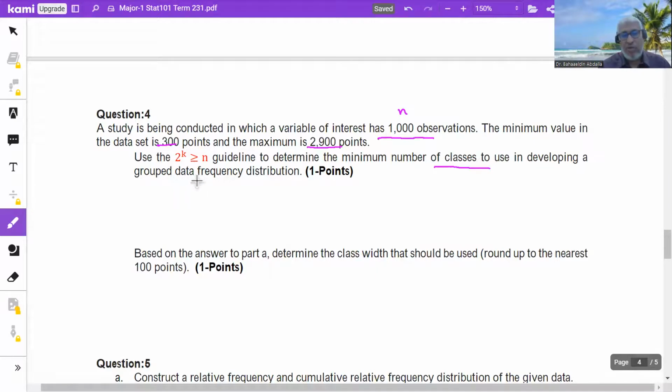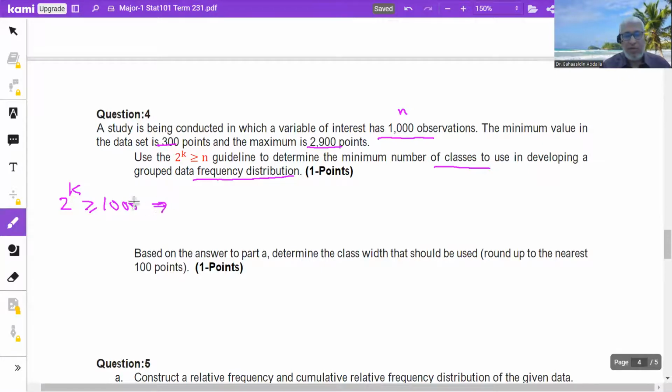When we construct a frequency distribution, the first point is to determine the number of classes. And this is a guideline we can use to determine the number of classes. Well, I have 2 to the power k, and k would be the number of classes, greater than or equal to n, which is the number of observations in the data, 1,000.